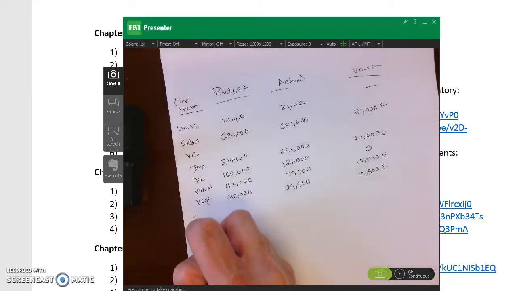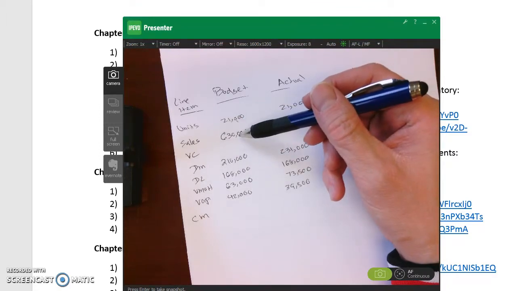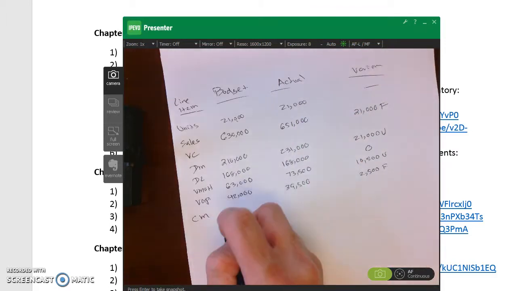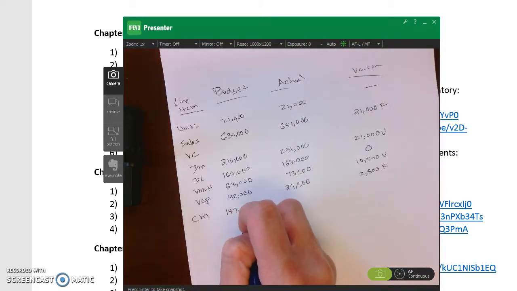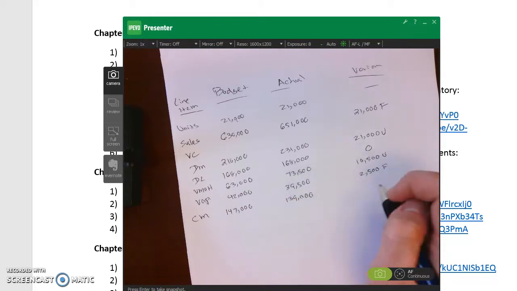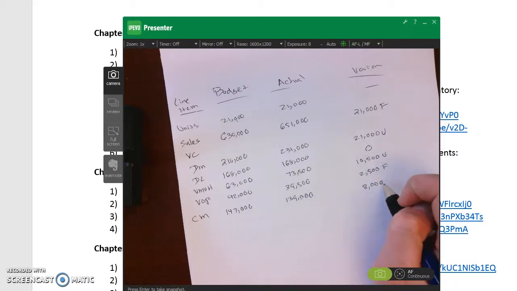Then we can calculate contribution margin. The way I calculate contribution margin is I take sales minus all my variable costs, and when I do that, I get 147 budget, 139 actual. I subtract the two. 8,000. Contribution margin is less than what it should have been. Unfavorable. Okay?